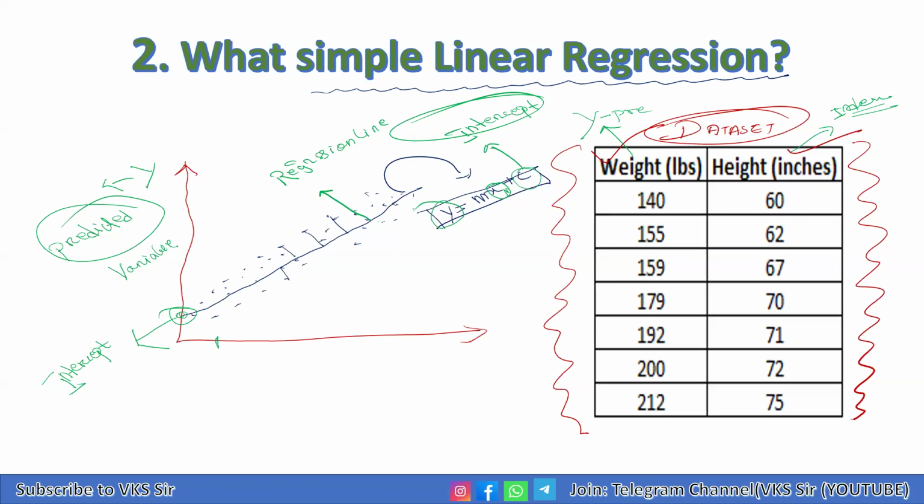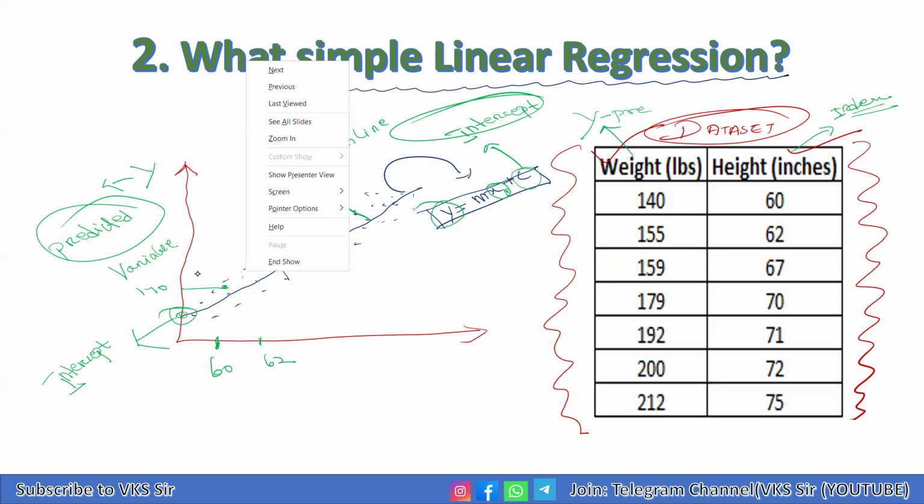As the x value is something, let's assume here 60, then assume the data point will be 140 here. As it moves, then the output will become like this.